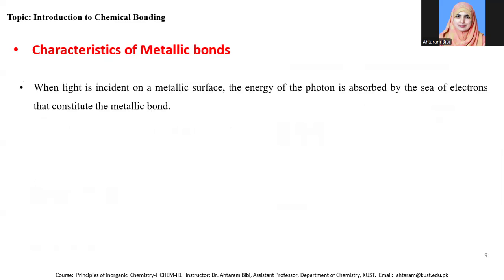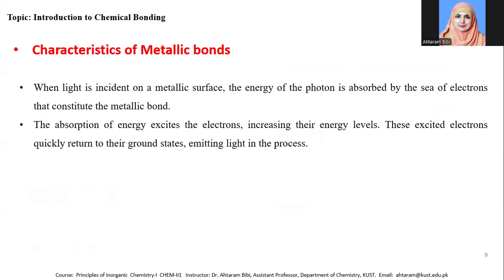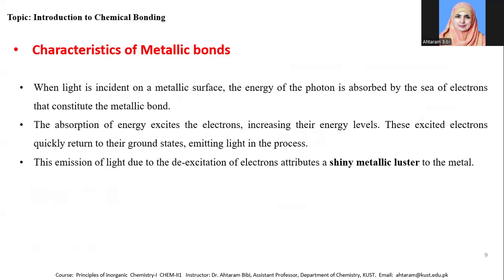Some other characteristics of metallic bonds are mentioned over here. When light is incident on a metallic surface, the energy of the photon is absorbed by the sea of electrons that constitute the metallic bond, and they are excited to a higher energy level. These excited electrons quickly return to the ground state, emitting specific light, and that gives a shiny metallic luster to the metal. So all metals are generally shiny because they absorb photons and the electrons are excited to a higher energy state, and when they come back, they emit light.